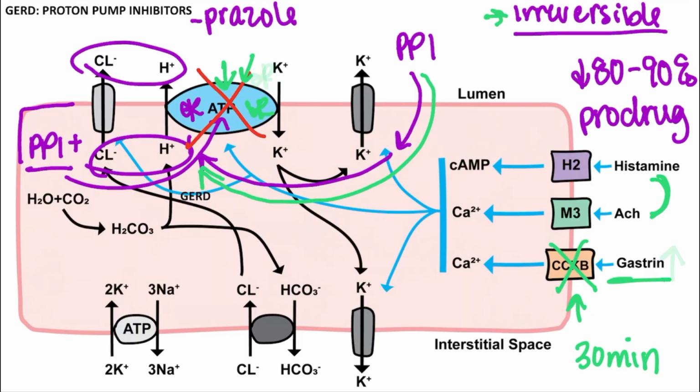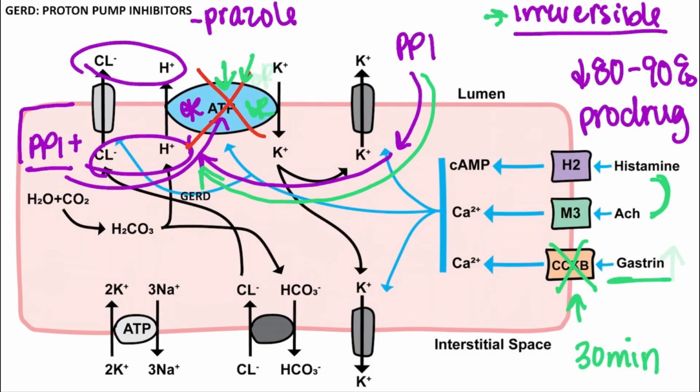So overall, PPIs are very well tolerated. However, long-term they have been associated with bacterial overgrowth in the GI tract, leading to pneumonias and C. diff infections, magnesium and vitamin B12 deficiencies, and osteoporosis because of this loss of that acidic environment, which is needed to maintain the appropriate gut flora and the absorption of some vitamins and minerals.